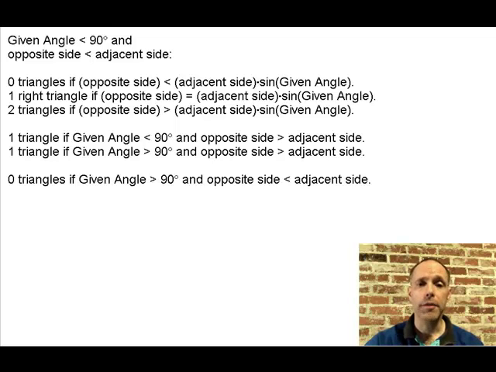Now, if our opposite side is bigger than the adjacent side, regardless of what the angle measure is, there's exactly one triangle. And if we have an angle greater than 90 degrees and the opposite side is smaller than the adjacent side, then there are no triangles possible. I hope this helps you in determining how many triangles are possible in the ambiguous cases for the law of sines.